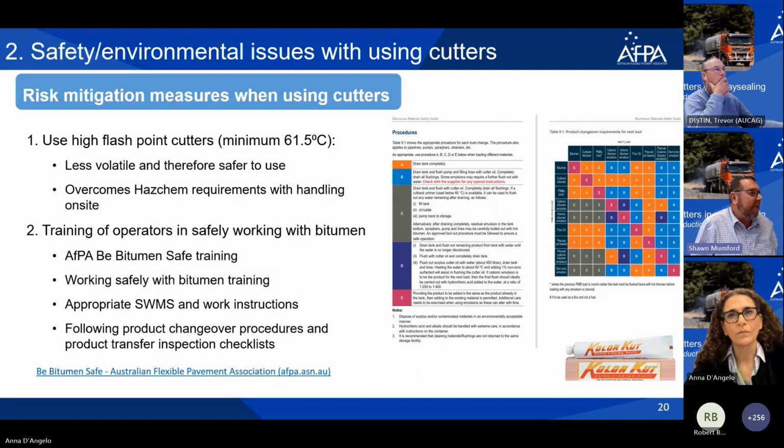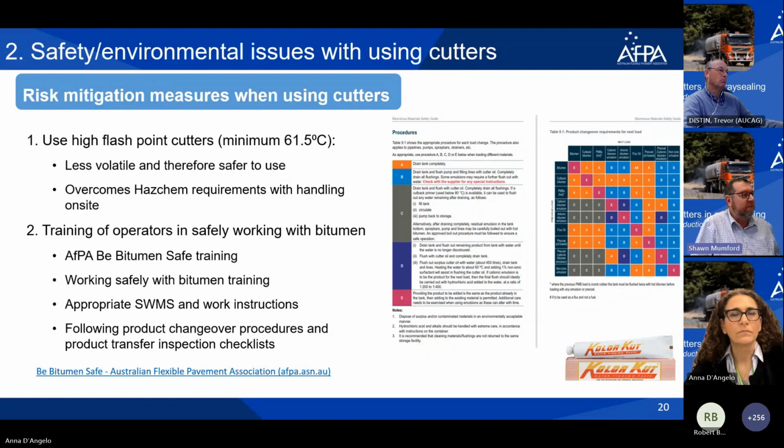So, mitigating the risk measures when using those cutters. If you're using high flash point cutters, they're less volatile and therefore they are safer to use, and it overcomes some of the HAZCHEM requirements with handling those products, particularly on site.